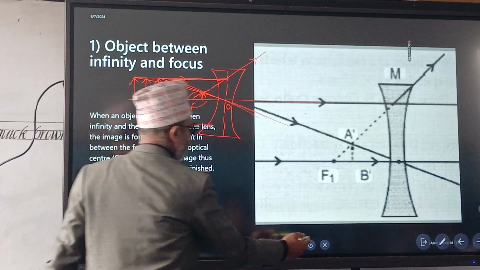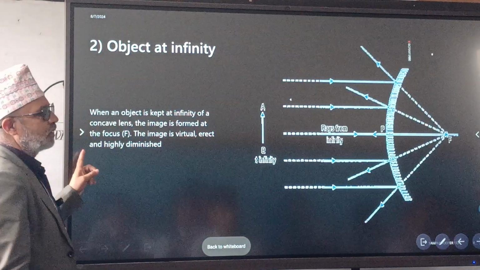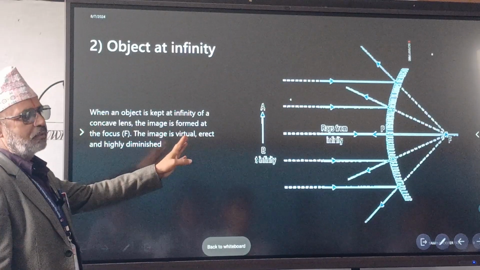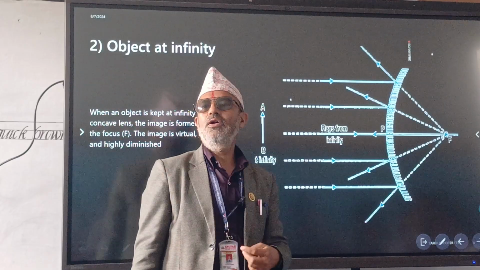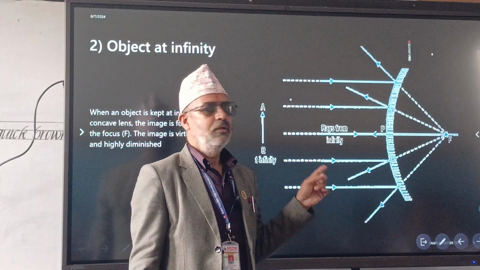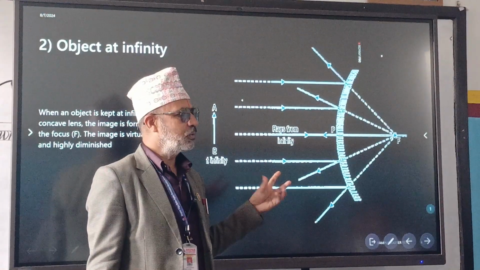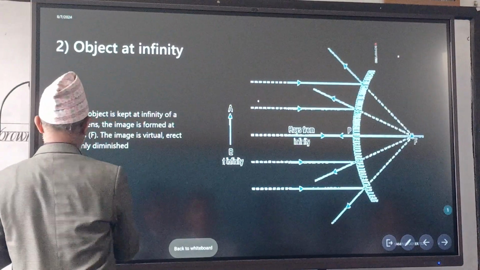Now, second one. What is second? Where does the object lie? Object lies at infinity. So this is not the diagram. This diagram is wrong. Understood or not? This is the diagram of a convex lens. Sorry, mirror. This is a mirror. There must be a lens. While copying, they might have copied from somewhere else. So what type of diagram will be there? Let's see the diagram.